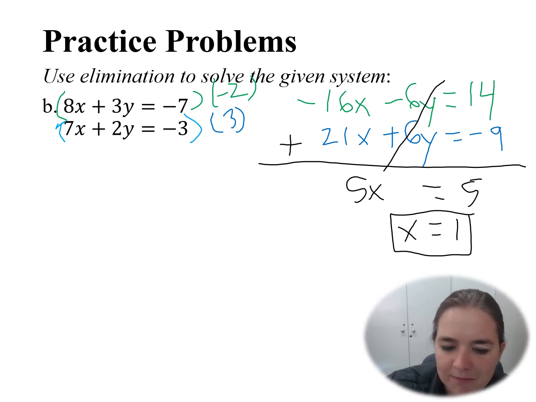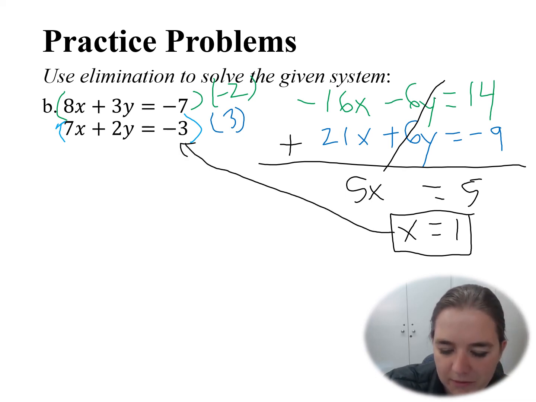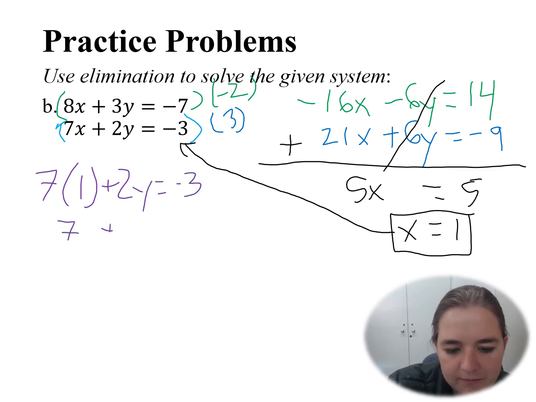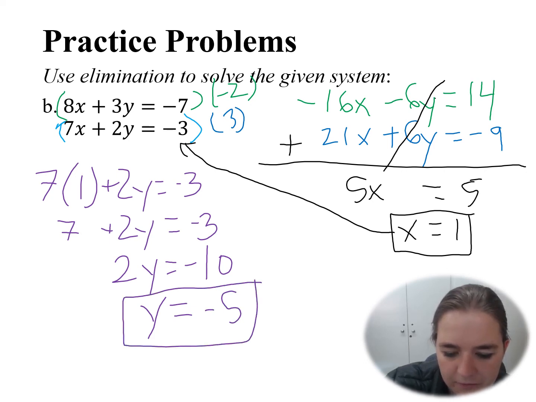I'm going to take that value and plug it back into one of my original equations. And again, I'm going to choose that second one just because it's right there, ready to go. Ooh, my line disappeared. There we go. When I plug that in, I get 7 times my x value of 1 plus 2y equals negative 3. Order of operations, I multiply. Using my equation solving skills, I need to take away 7 from both sides. And that leaves me, once I divide by 2, I find out that y is equal to negative 5.